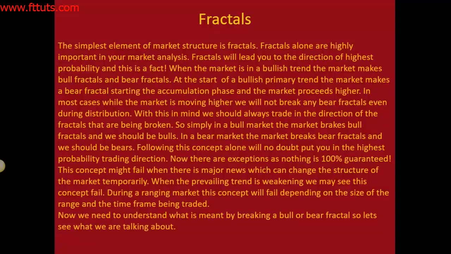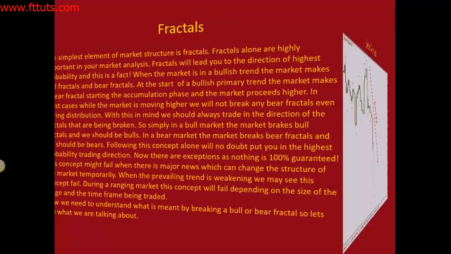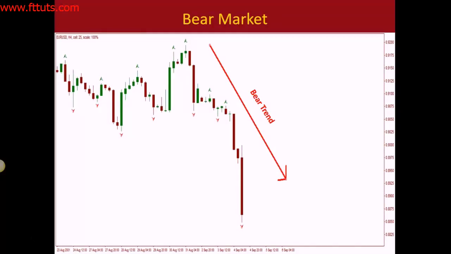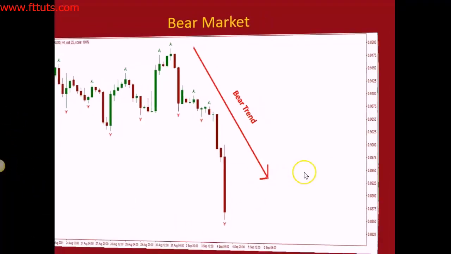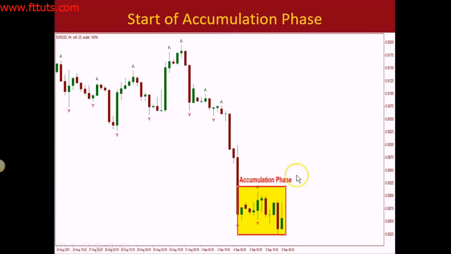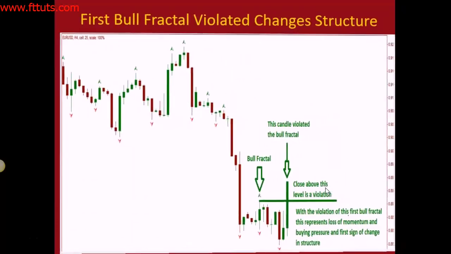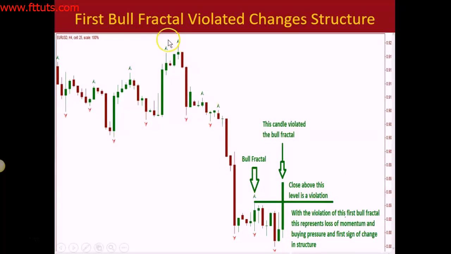So let's see what we are talking about. All right, so here's a bear trend. You can see this is a small bear trend. Then you have your accumulation phase at the bottom of the bear trend. All right, so at the bottom of the trend where you have your accumulation phase, you have one bull fractal here.